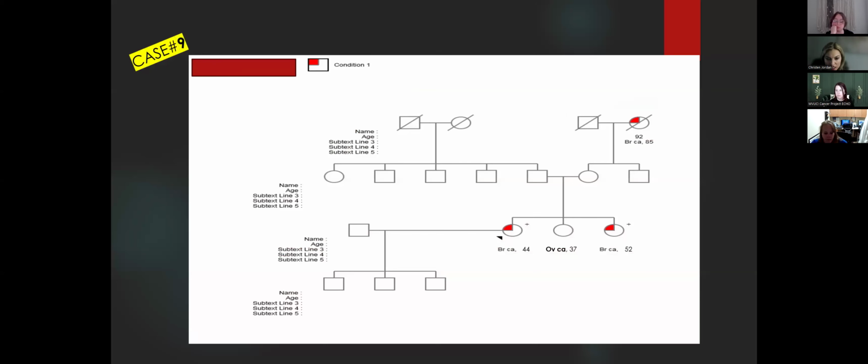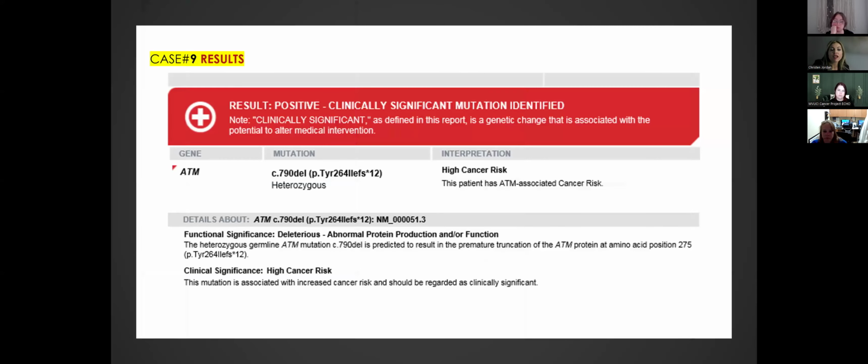This is a patient that had breast cancer at 44. We have her sister with ovarian, another sister with breast, and what would that be, maternal grandmother with breast cancer, later age onset. Her testing was positive also for ATM. So just a little bit of different phenotypical expressions that we're seeing in families. In the one family we're seeing ovarian, pancreatic. In this family we're seeing breast, ovarian.